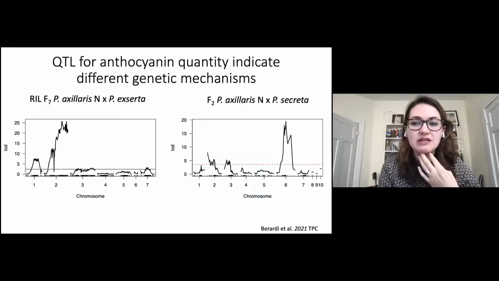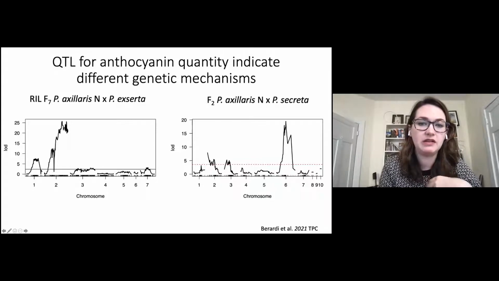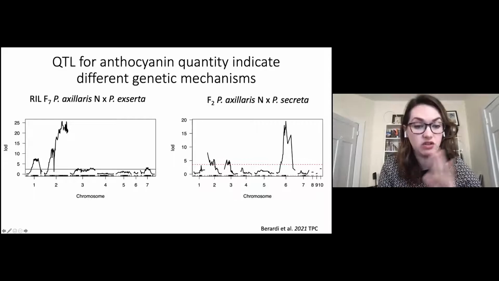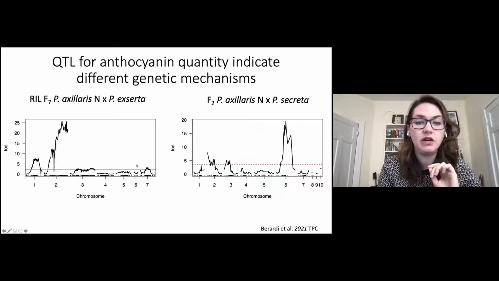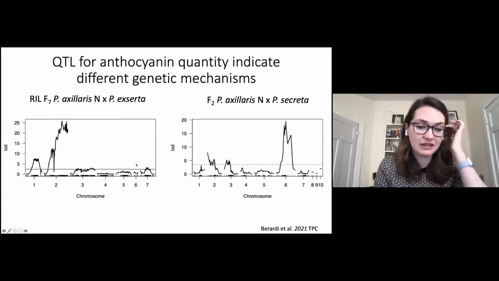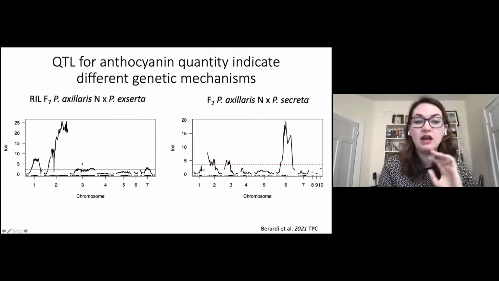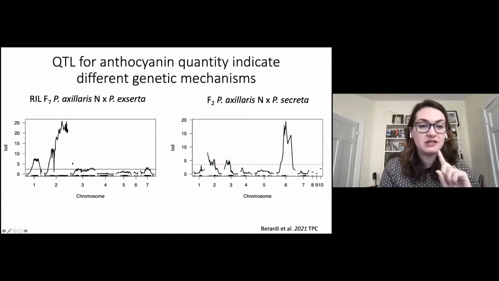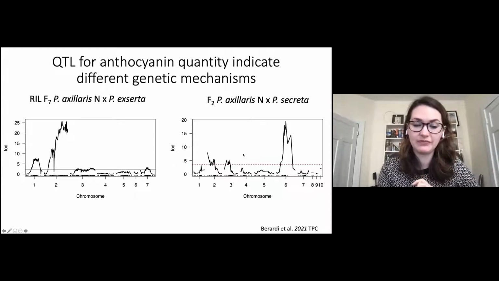So knowing AN2 is not responsible, we can see on the right-hand panel, this is an axillaris by secreta cross, and chromosome 6 is where AN2 lives. So here we know AN2 is functional, we see a huge QTL there. On the left-hand side, this is axillaris by exserta. We see no action on chromosome 6. We know AN2 is non-functional, that's great. The point being, there is a very different genetic mechanism behind anthocyanin content in exserta compared to secreta. So not the same genetic mechanism.